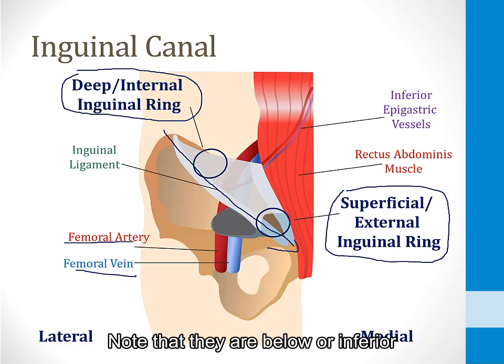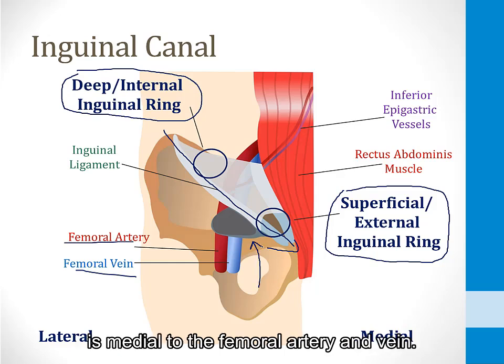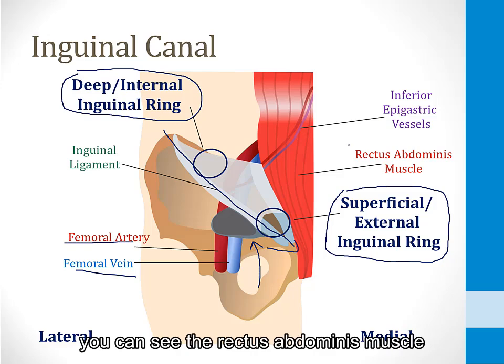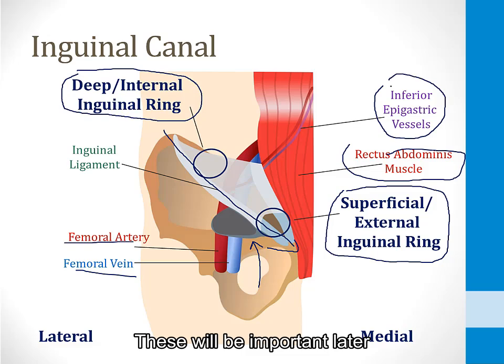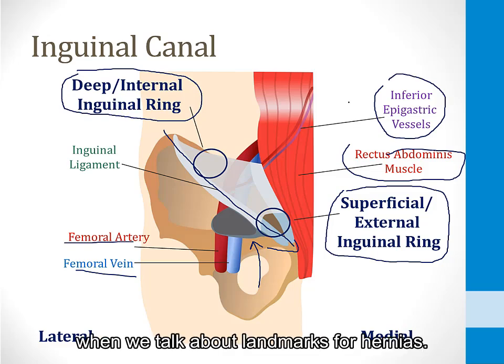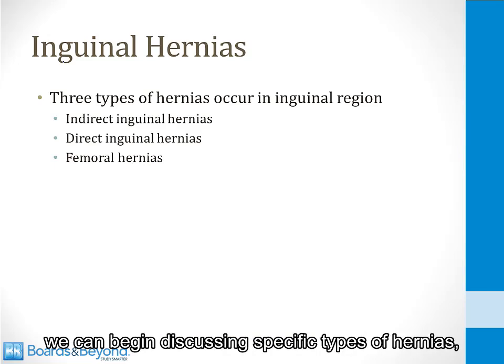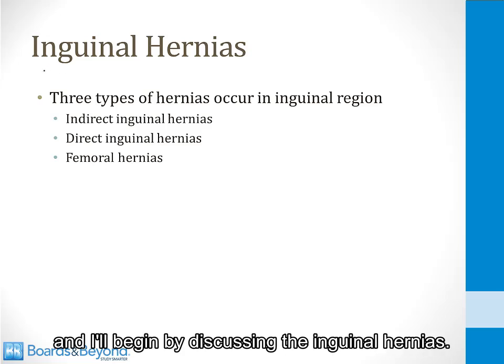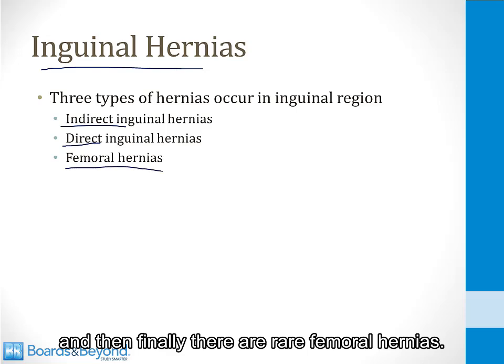Note that they are below or inferior to the inguinal ligament. Note also that the femoral ring shown here is medial to the femoral artery and vein. Also in this picture you can see the rectus abdominis muscle and the inferior epigastric vessels. These will be important later when we talk about landmarks for hernias. Now that we've reviewed the relevant anatomy, we can begin discussing specific types of hernias, and I'll begin by discussing the inguinal hernias. There are three types of hernias that occur in the inguinal region. The first type are called indirect, the second are called direct, and then finally there are rare femoral hernias.